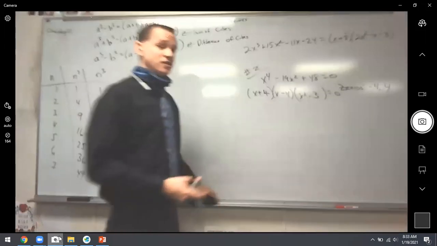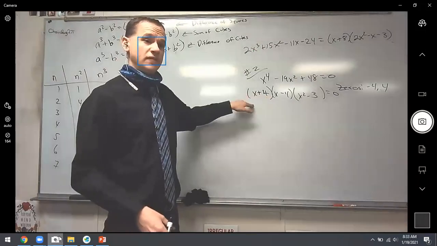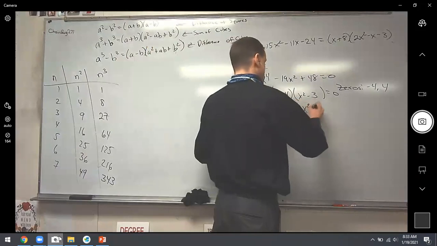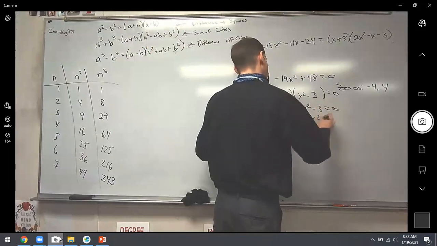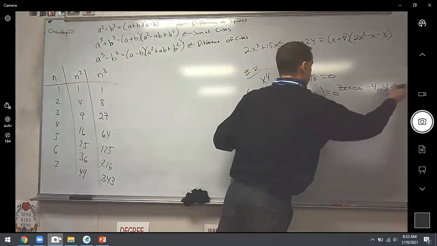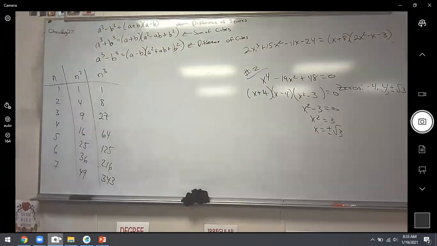And then you can probably spot what the zeros are. These two are obvious. You got these from the problem, right? Negative 4 is a 0, 4 is a 0. The other two buried in here, again, if you set this equal to 0, move junk around and take a square root. And don't forget your plus or minus. There's the other two. Positive square root of 3 and negative square root of 3.